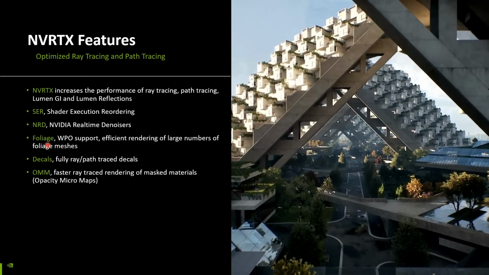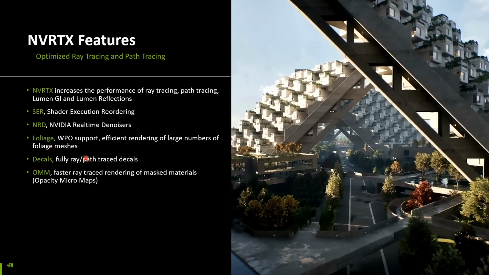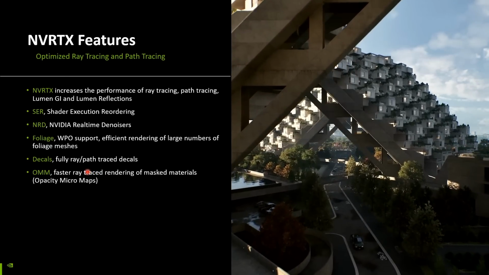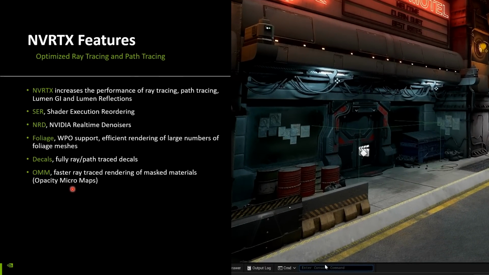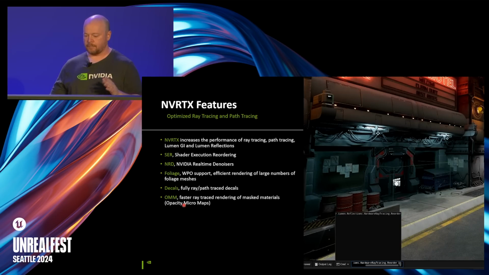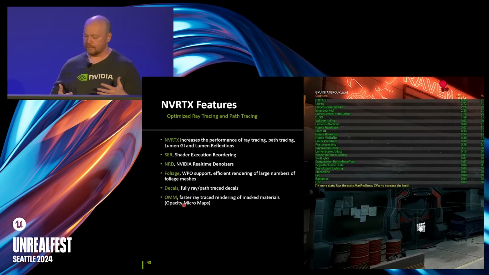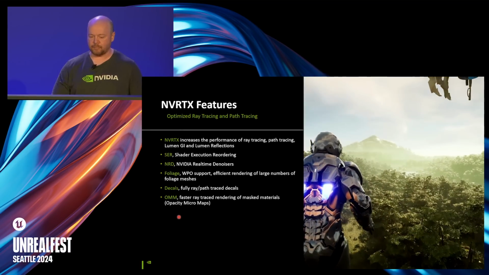Like I said, the foliage feature for large scale WPO support and efficient rendering of foliage meshes is also in the branch. Path trace decals, we just started doing that. That's also a feature there. And opacity micromaps, also recently added. Traditionally, if you do a ray traced forest, all of the masked opacity areas on tree fronds and so forth are going to be expensive to render. OMMs seek to solve that by eliminating the tests that go on with all that alpha masked work.